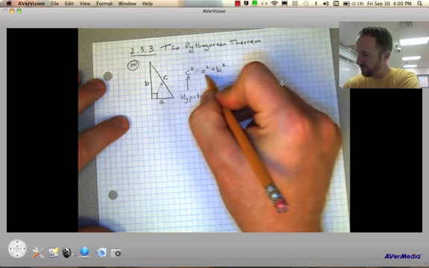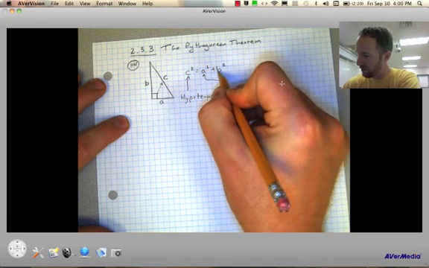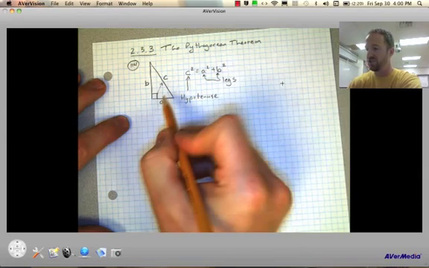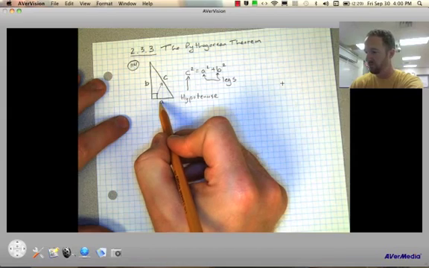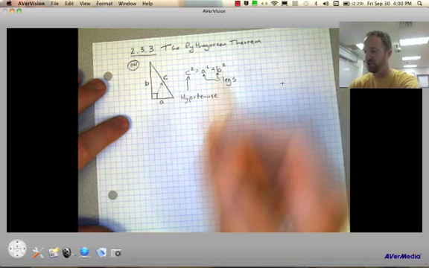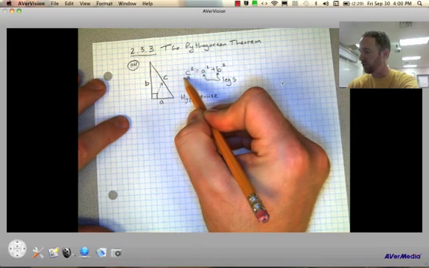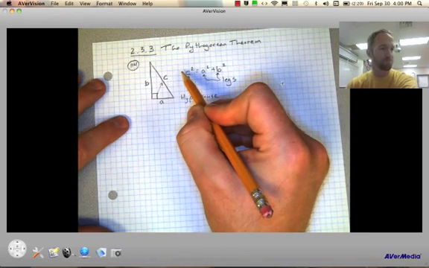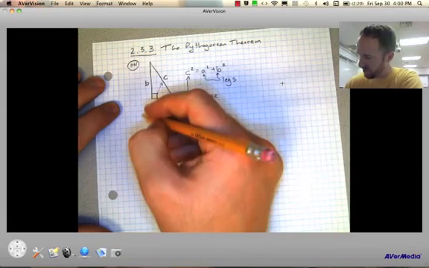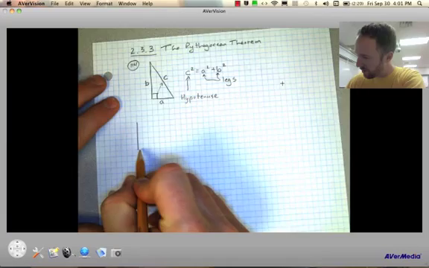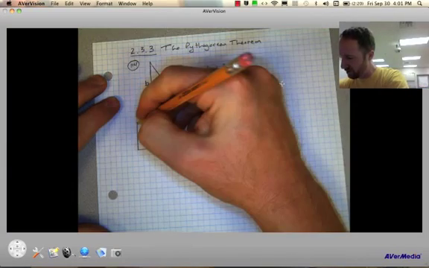The other two are called legs, and those are a and b. These two sides, they're interchangeable. They can go in either position here. But the important part is that the hypotenuse, the longest side, goes right here. So let's see a couple of examples here. How are we going to use this?